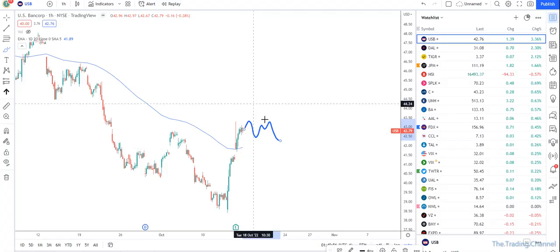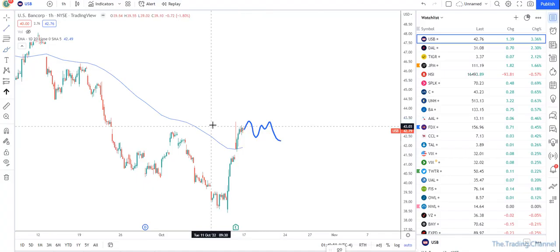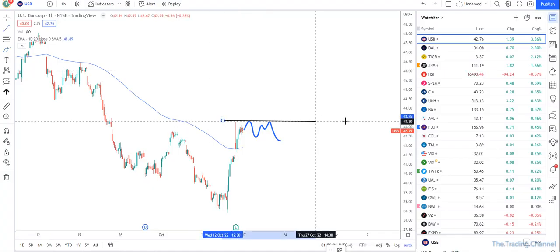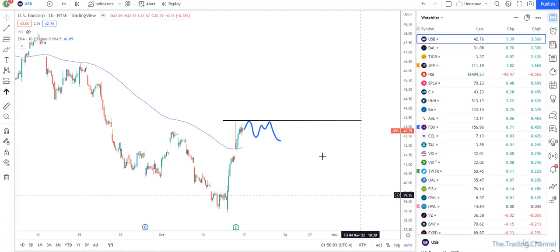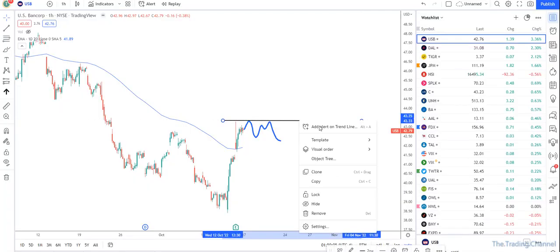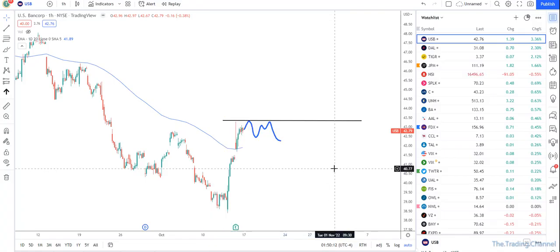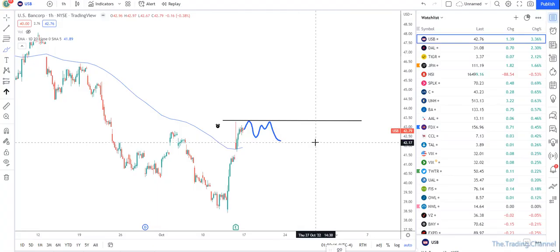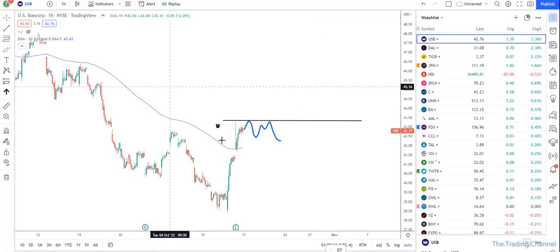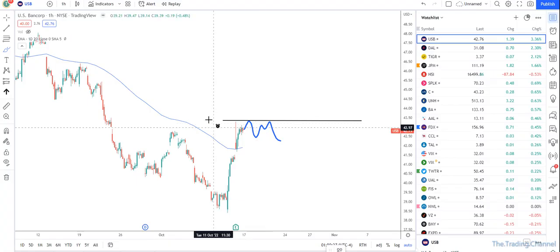And then you start to do a trading plan. For example, you think that there's a resistance here, you can draw a straight line. Once you do that, right click on the line, add alert on trend line. When this stock crosses the trend line, create the alert. And when it does ring, that is when you check out your other chapters: chapter 2, chapter 3, chapter 4, chapter 5, and so forth. So that is, for example, one trading plan, assuming this happens.